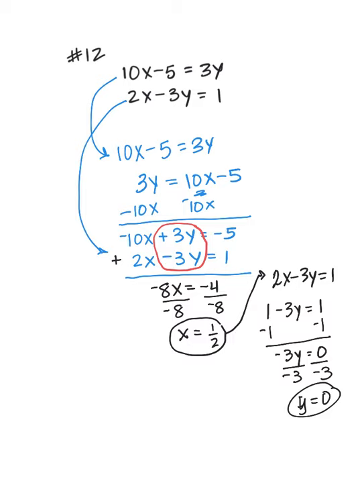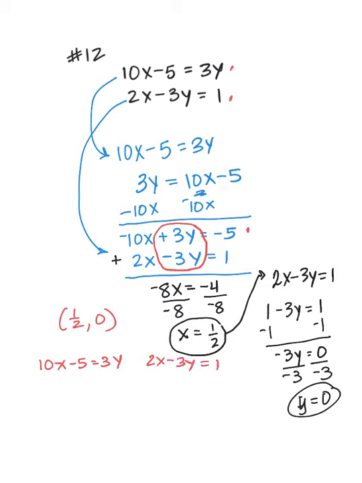So we have our solution, 1/2, 0. Now let's do our checks. Again, it doesn't matter which equations you want to use. You could use the 10x minus 5 equals 3y, or I could use negative 10x plus 3y equals negative 5. Doesn't matter because they're equivalent. I could use a 2x minus 3y, or I could use, well, that's the only one we had. So I'm going to use the original ones just to keep it 10x minus 5 equals 3y. And then we'll do 2x minus 3y equals 1.